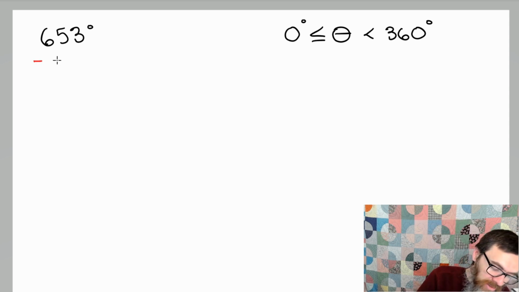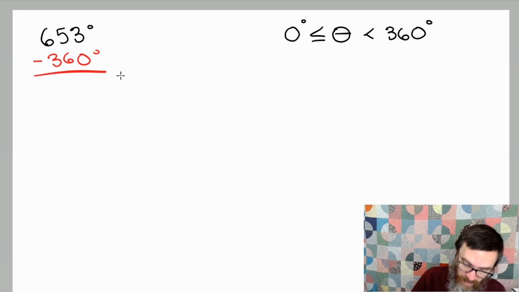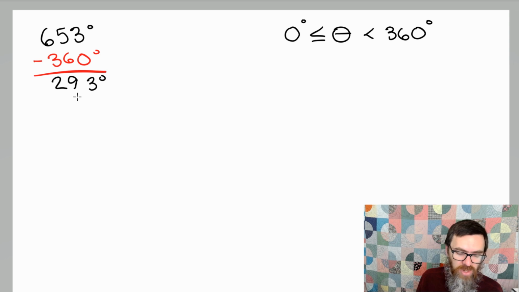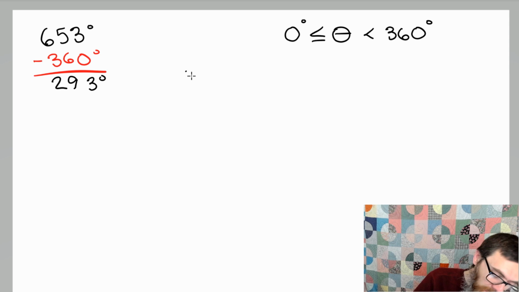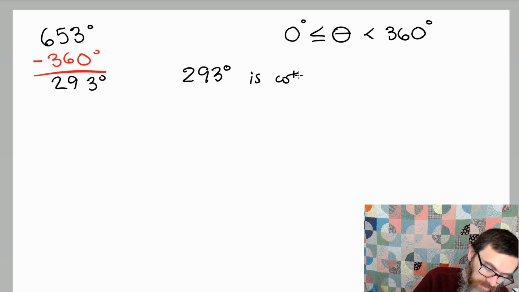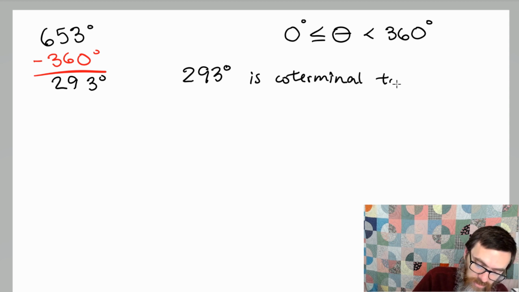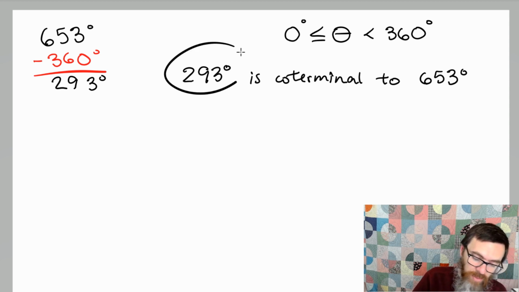What if I subtract 360? If I subtract 360, we get 293 degrees. Well, that's in between that. So yeah, 293 degrees is coterminal to 653 degrees. So this is the answer we were looking for.